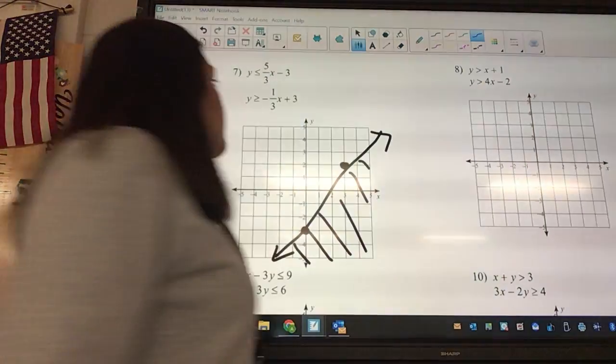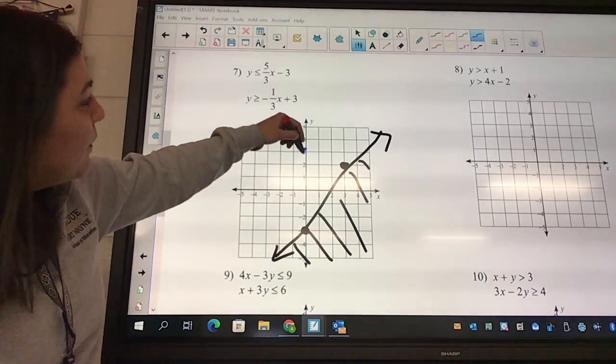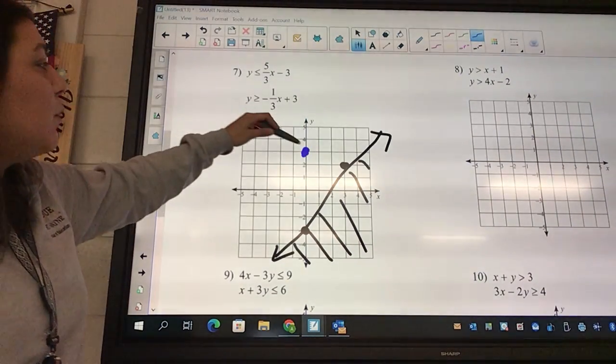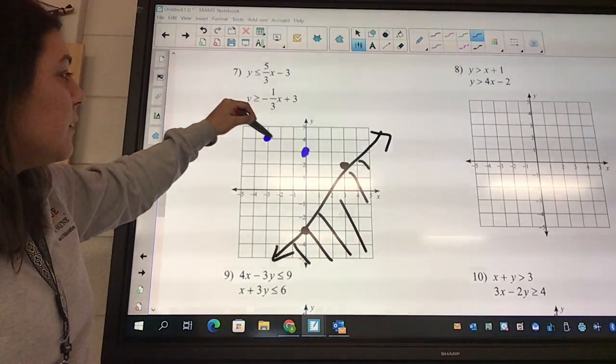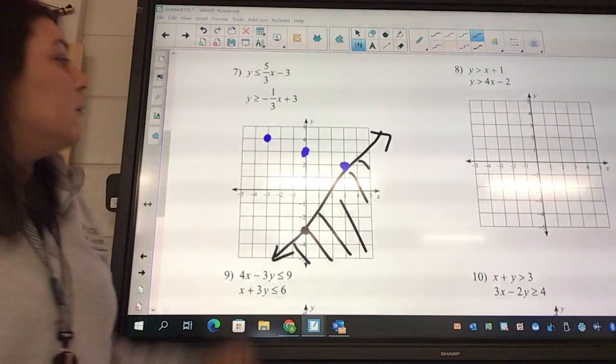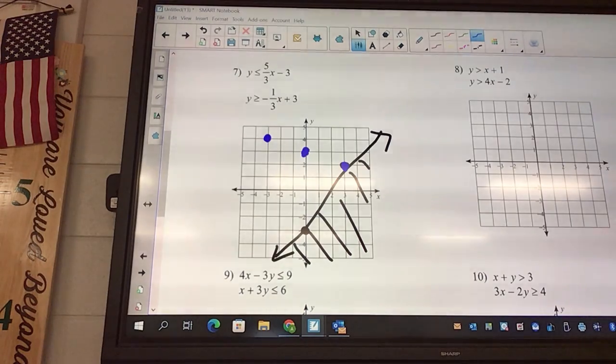Okay, line 2. Where does it start? +3. And my slope is -1/3. So we're going to go up 1 over 3. Okay, or you can go down 1 over 3. Should that one be dotted or solid?